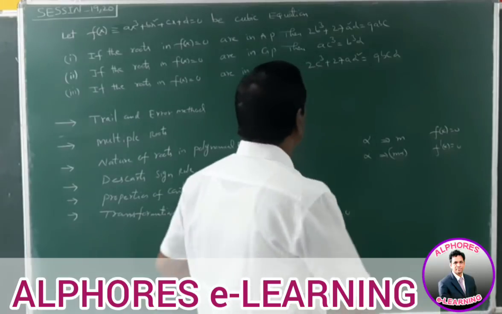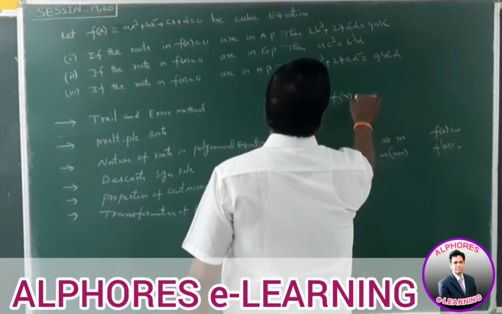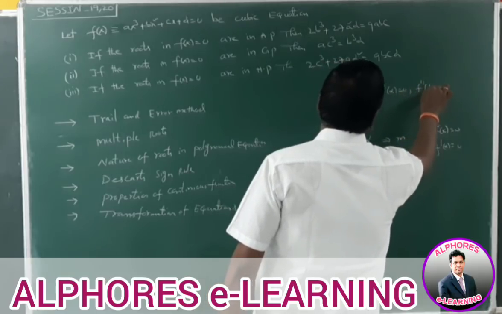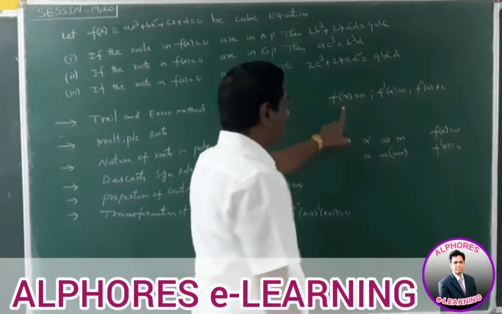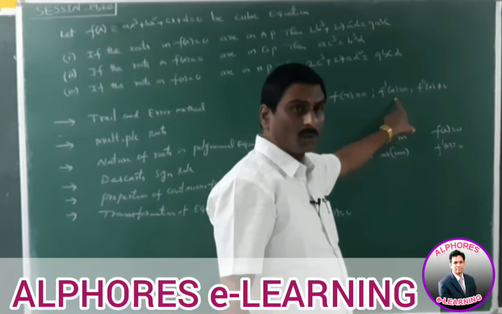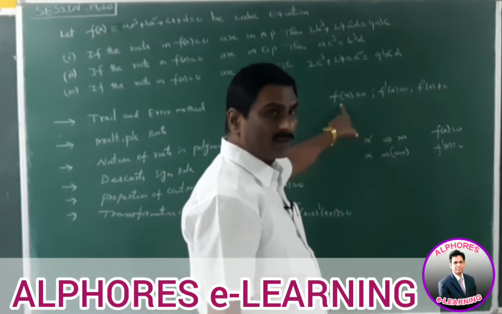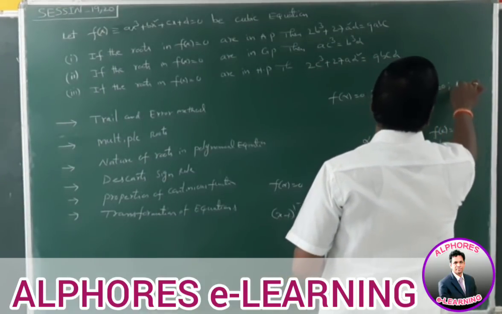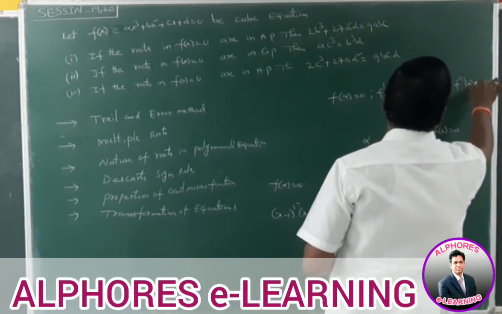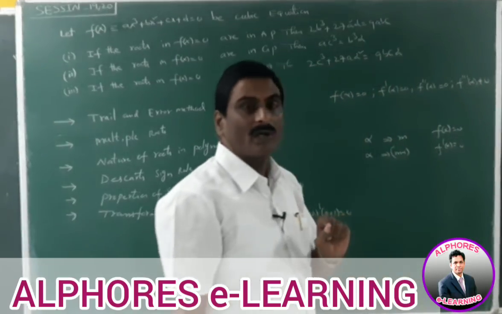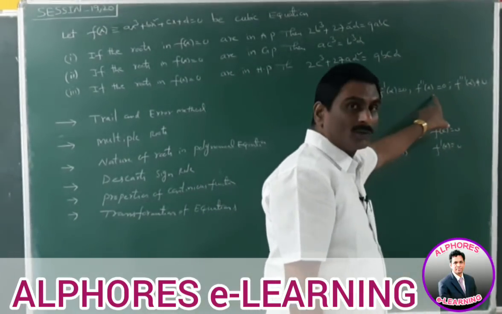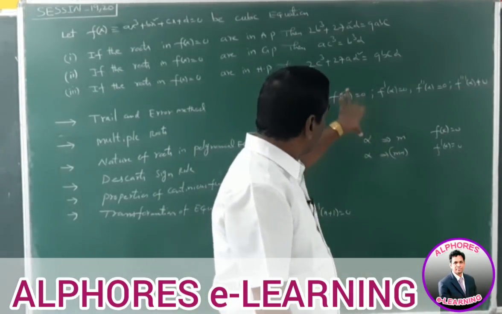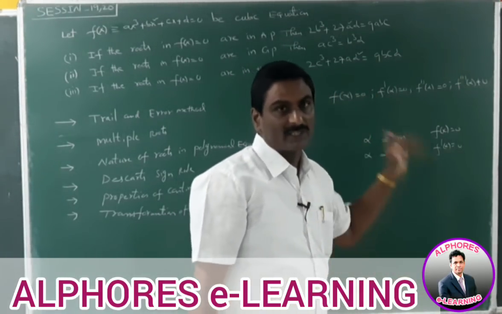Simply, if f of alpha is equal to 0 and f dash alpha is equal to 0, f double dash alpha not equal to 0, that means alpha is a repeated root of order 2. Suppose f of alpha is equal to 0, f dash alpha is equal to 0, f double dash alpha is equal to 0 and f triple dash alpha not equal to 0, then alpha is a repeated root of order 3. Okay. Similarly, order 4, order 5, we find the multiple root order in this way.